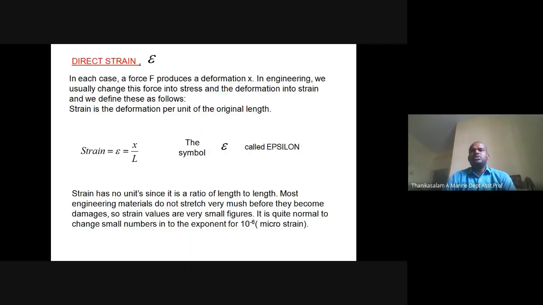Since it is the ratio of length to length, and most engineering materials do not stretch very much before they become damaged, strain values are very small figures. It is quite normal to write small numbers with an exponent of 10 to the power minus 6. Generally, all materials elongate or shorten when load is applied, but by a small amount. That's why the value is a small number times 10 to the power minus 6. So here we discussed strain: strain equals deformation per unit of the original length.